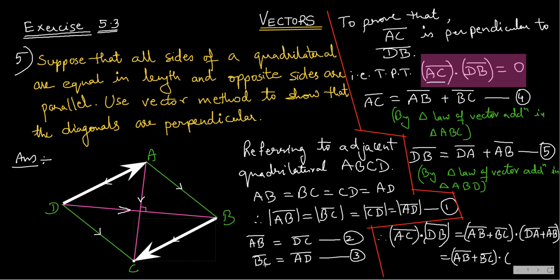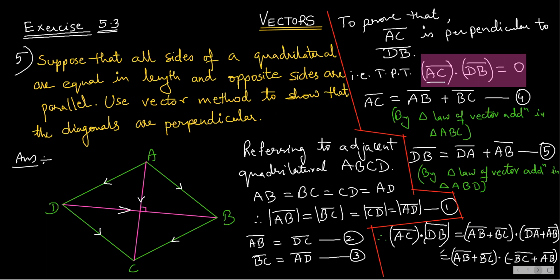You understand? If you see equation number 3, you have BC bar equal to AD bar. In equation number 3, you have BC bar and AD bar equal, but I want DA bar. So DA bar will be negative of BC bar. So I write here, for DA bar, I write minus BC bar plus AB bar.